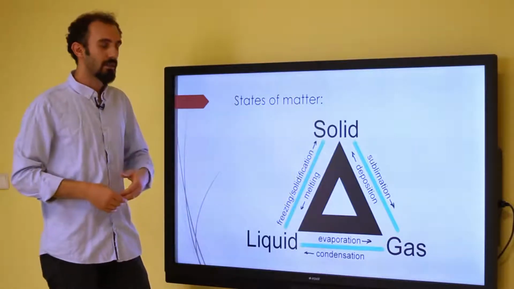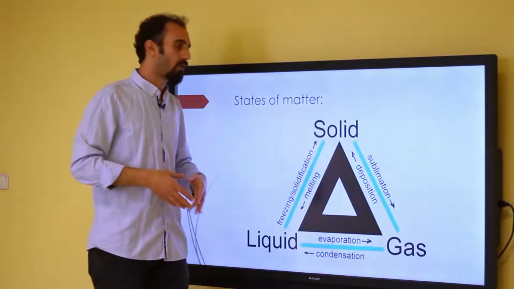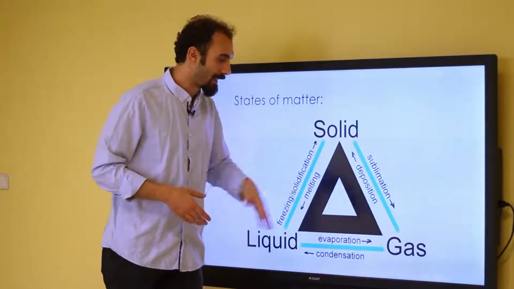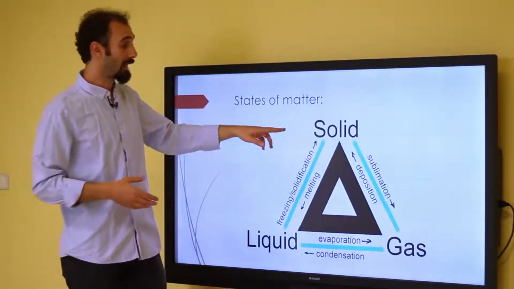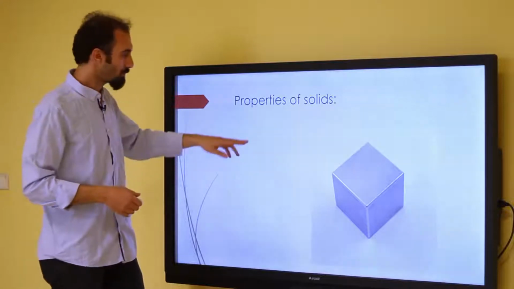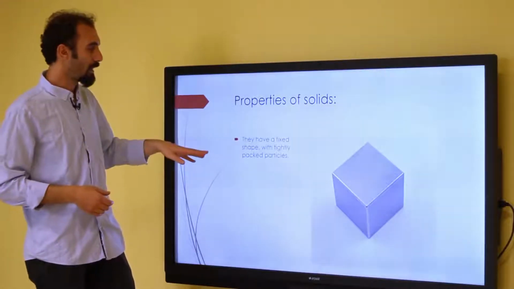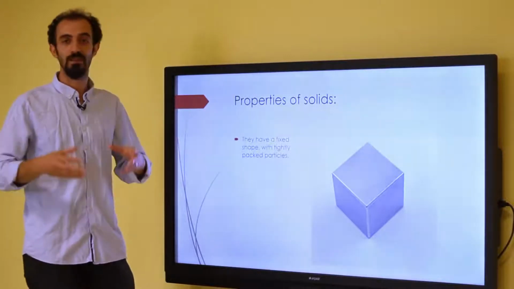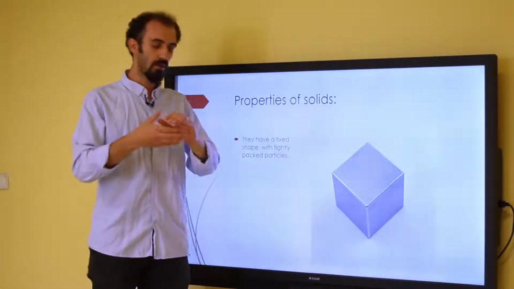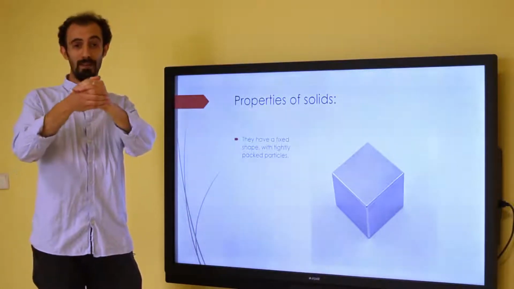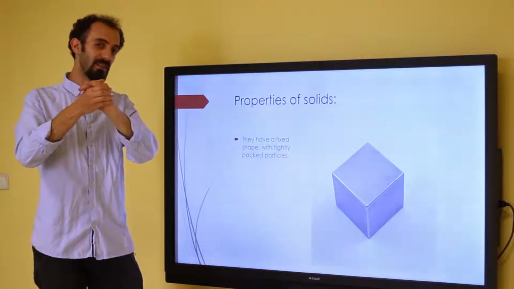Now, for states of matter, we all know that there are three main states of matter, which are solid, liquid, and gas. And we are going to look at the properties of each. For example, solids. Solids have a fixed shape with tightly packed particles. In other words, the particles in a solid are very close together so that they can't move apart. They practically only vibrate in place.